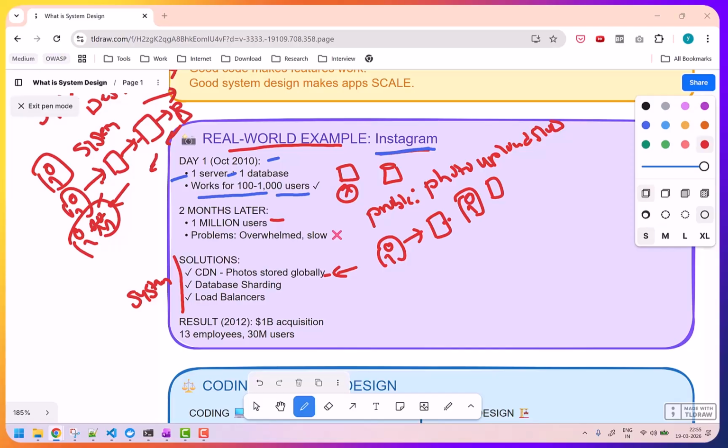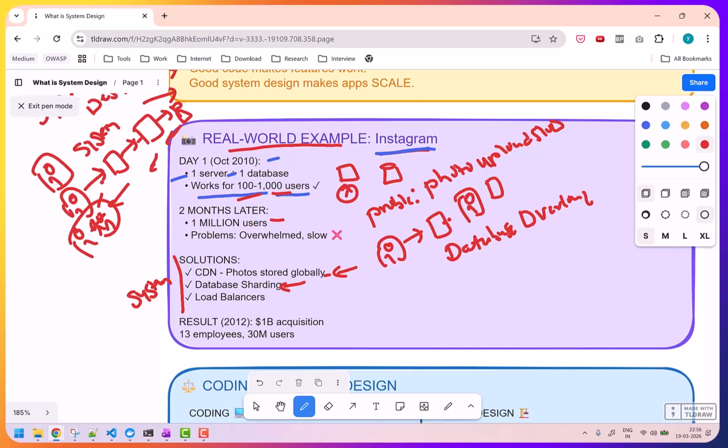Then the second problem they realized is that their database was getting overloaded. And that is obvious, right? Because initially it was supposed to work for 100 to 1000 users, and now 1 million users started hitting the database. So they implemented sharding. Don't worry if you are not understanding concepts like CDN, database sharding, and load balancer. We will understand them as we progress in this course. I'm just explaining how one problem can be solved with the help of different components of system design.